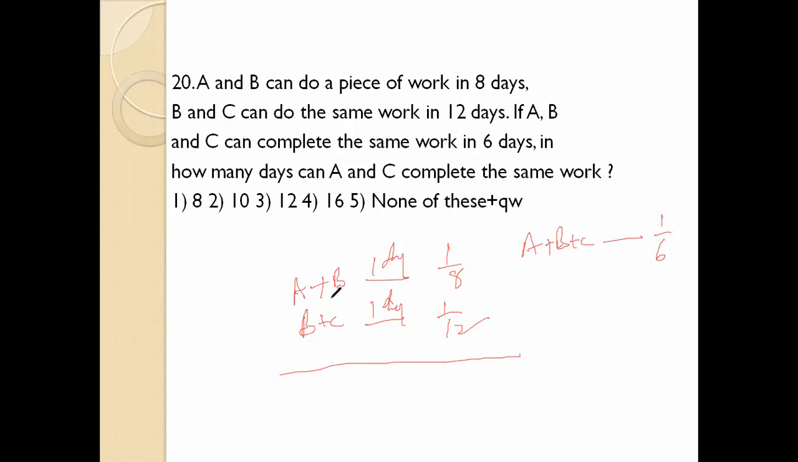Now here, A plus 2B plus C, 1 day work. I'll take the LCM of 8 and 12, which is 24. 24 divided by 8 is 3, and 24 divided by 12 is 2, so 5 by 24. Now subtract this: A gets cancelled, 2B minus B is 1B, C gets cancelled. Now 5 by 24 minus 1 by 6.